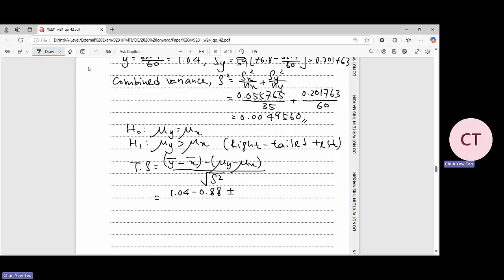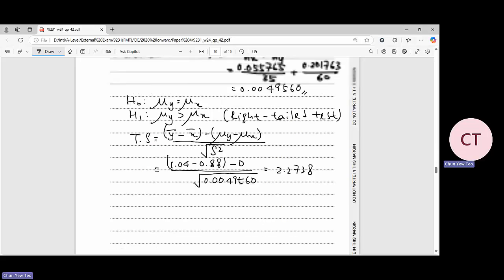Then minus 0, divided by the square root of 0.0049560. So if you press the calculator, you will get this as positive 2.2728.